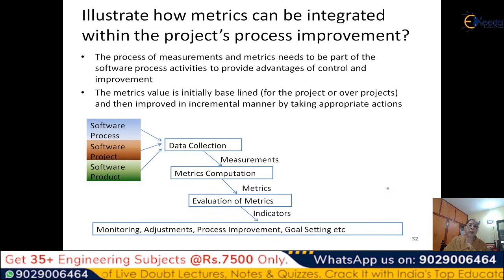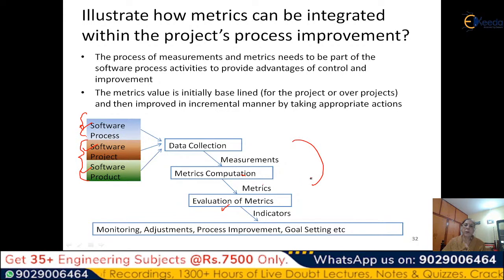And this is, I think, my last slide. Illustrate how metrics can be integrated within the project's process improvement. We are always talking of process improvement. You have software process, you have software project, you have product. The project metrics were defined over the project, what you are doing, and the product qualities. And your process metrics were defined over the process. You collect data, take the measurements, compute the metrics, evaluate and analyze them, some indicators come, and you do the monitoring. This is a continuous process, it keeps going in a cycle.